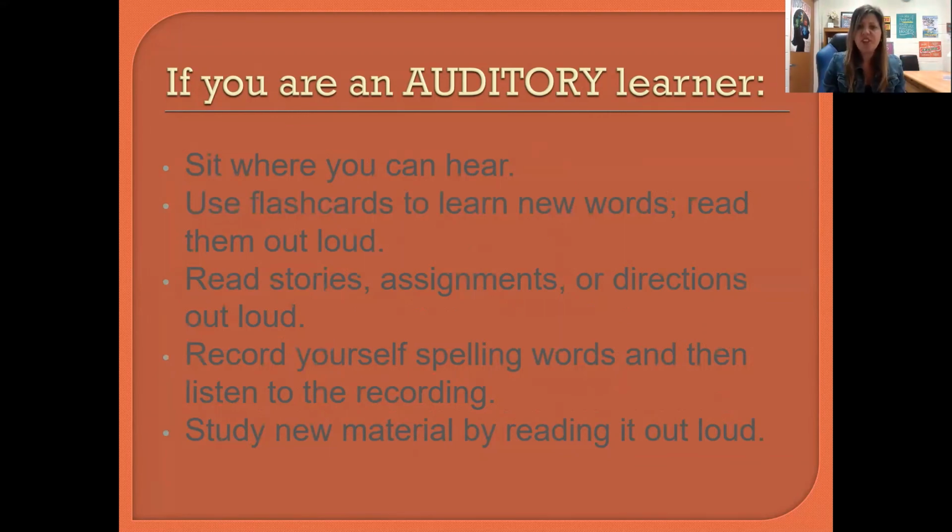I know that's a little harder to do in your classroom, but that's a great study tactic for when you're at home. In addition, record yourself using spelling words, and then you can play it back and listen to the recording. So you're hearing it, you're saying it, and then you're hearing it. In addition, study new material by reading it out loud. You're going to want to use a lot of things where you can hear sounds. That's going to help you to learn best.